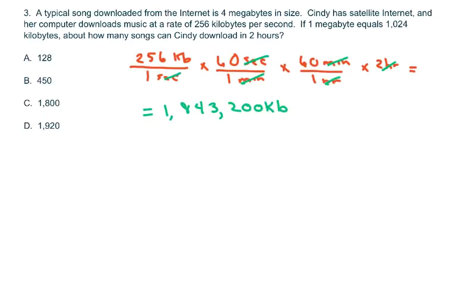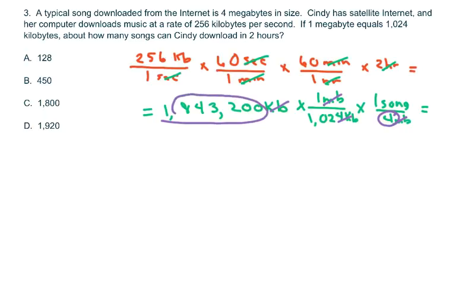Now, we have to go backwards. So this is going to be times 1 megabyte over 1,224 kilobytes times 1 song over 4 megabytes. So basically, we can cross out the kilobytes and the megabytes, and we have a 4 here, so we're dividing this by 4. That gives you 450 songs. And you're dividing by this too. Alright, and so your answer is B.